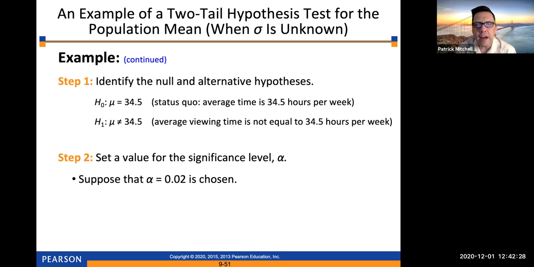Step 1, identify the null and alternative hypotheses. This time the claim was that the average time equals 34.5, which means that claim will become the null hypothesis, and the alternative hypothesis will be that the mean is not 34.5. In other words, this will be a two-tailed test. Next, we set a value for the significance level alpha. They didn't give that on the previous slide, but now they're saying, suppose that alpha equals 0.02 is chosen.